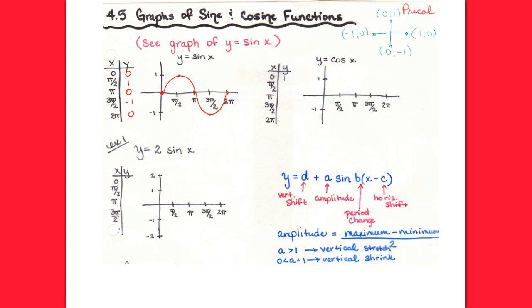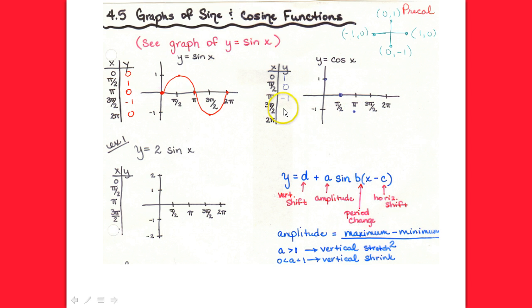All right, then we'll take pi over 2 and plug it in. So that would be the cosine at pi over 2. So right here, the cosine value would be 0. So we can plot (pi over 2, 0) right there. All right, then plug in pi. So cosine at pi right here would be -1. So let's plot (pi, -1). So right here at pi down to -1.